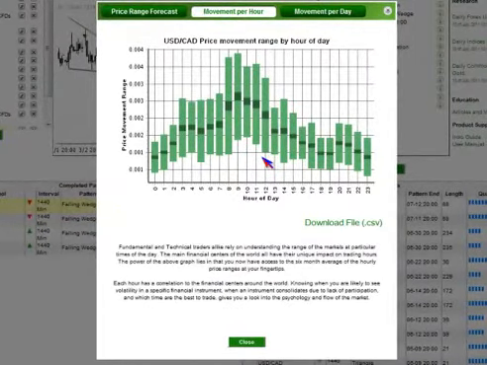So notice that the hours between 8 a.m. and approximately 10 a.m. Eastern Standard Time are the most volatile for the pair. Now, the volatility extends to about noon. And why is that? Understanding price action means understanding who's awake, right? What happens at noon Eastern Standard Time?